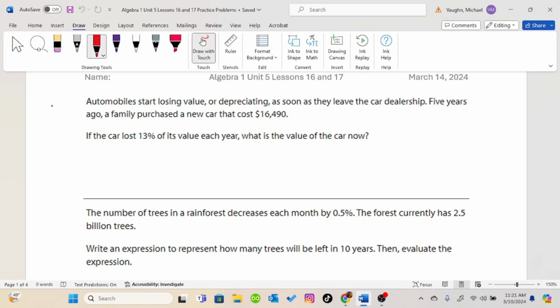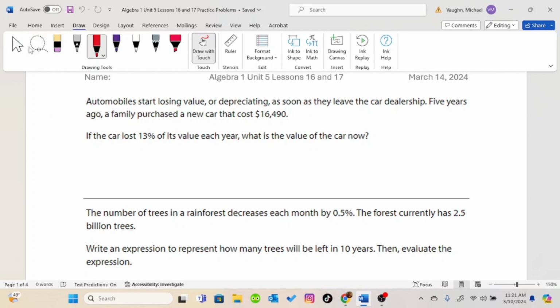Automobiles start losing value, or depreciating, as soon as they leave the car dealership. 5 years ago, a family purchased a new car that cost $16,490. If the car lost 13% of its value each year, what is the value of the car now?